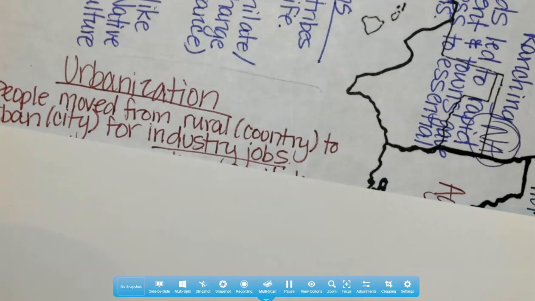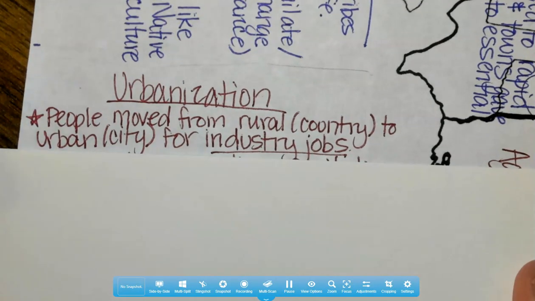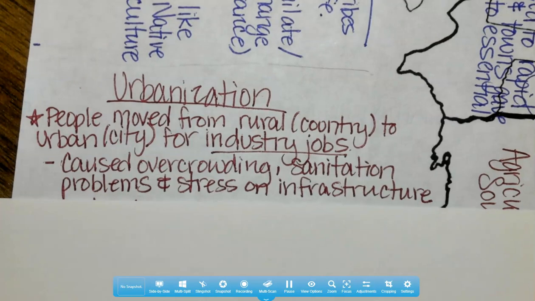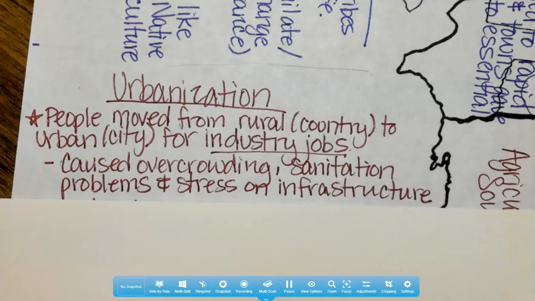So what is urbanization? It is when people moved from the rural country to the urban city, usually for industrial jobs. Okay, so urban is city. So urbanization is the process of people moving to the city, making these big cities. So what was urbanization going to lead to? It caused overcrowding, sanitation problems, and stress on infrastructure.